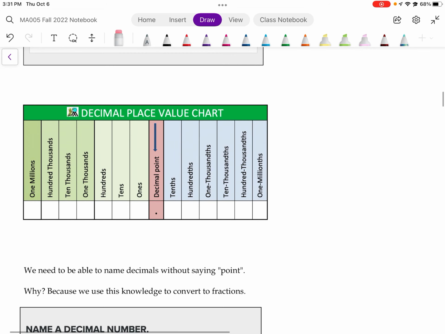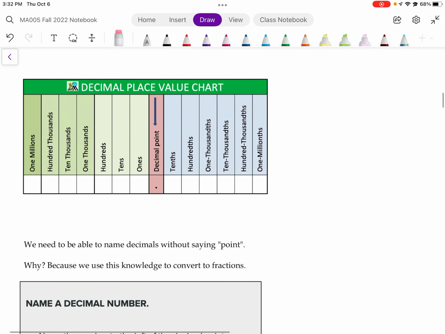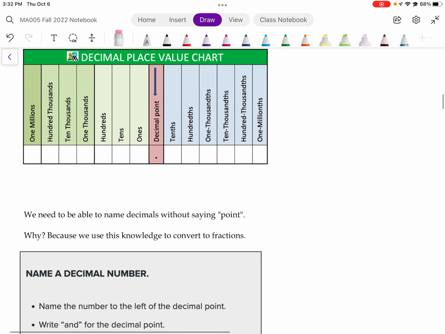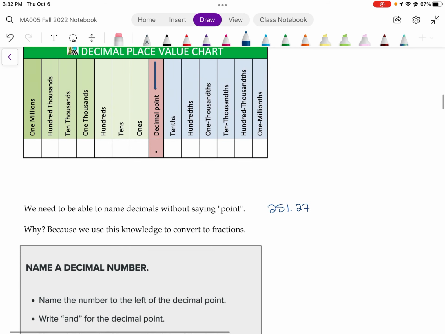We need to be able to name decimals without saying "point." When we have a number like 251.27, you've probably said "two fifty-one point twenty-seven," but that does not help us turn it into a fraction, and that's what you need to know how to do. Naming it is going to help you turn it into a fraction. We need this knowledge to convert to fractions.